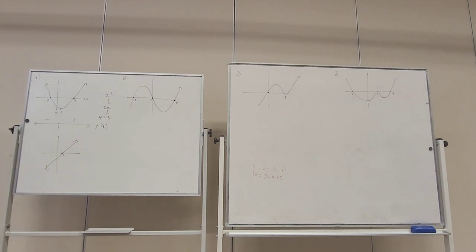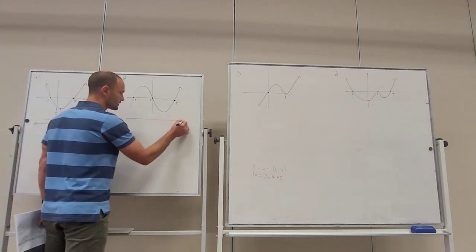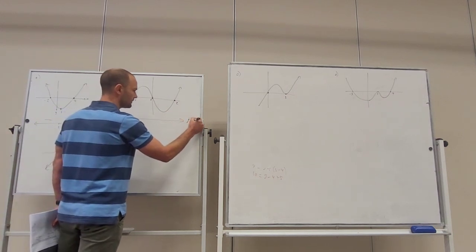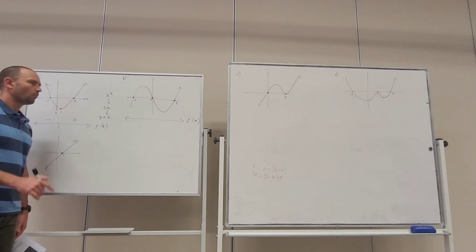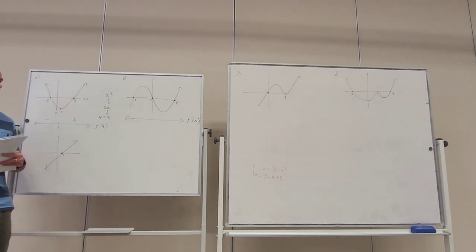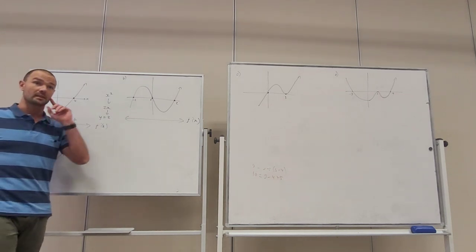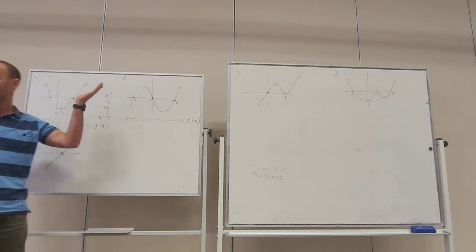Question B. So we need to draw a graph of the derivative and the second derivative. So I think the best thing for us to do is draw a sign diagram of the first derivative. So we're going to talk about where it is increasing, where it is decreasing. That's what the first derivative tells us. It tells us when we have positive slope, when we have negative slope.